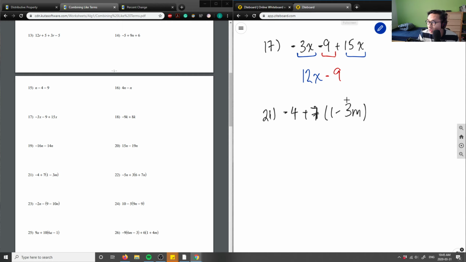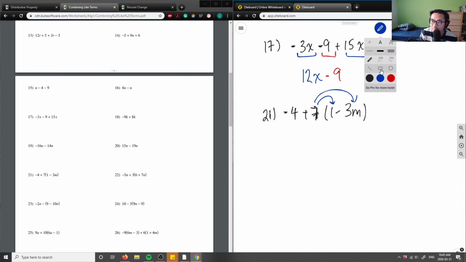So let's do a distributive property first. Remember, PEDMAS means we do brackets first. So 1 minus 3m, can we do anything here? No, these are not like terms. This is a constant and this is a variable. So what do we have to do first? We have to do a distributive property first, right? Because we're multiplying, we don't do addition first. So we have to do positive 7 times 1 and then positive 7 times negative 3m.